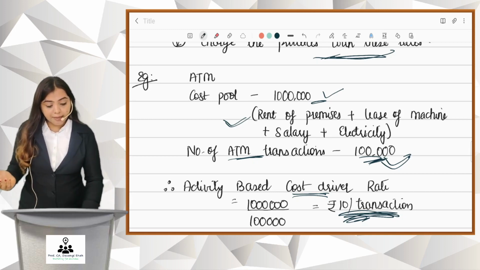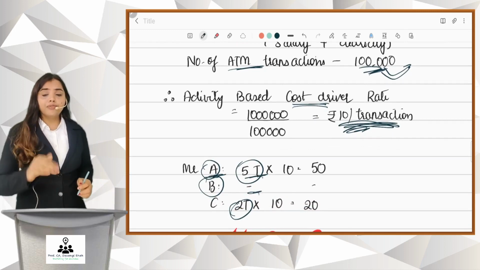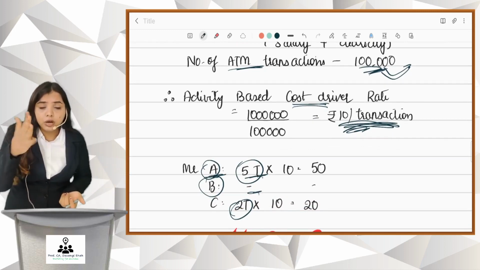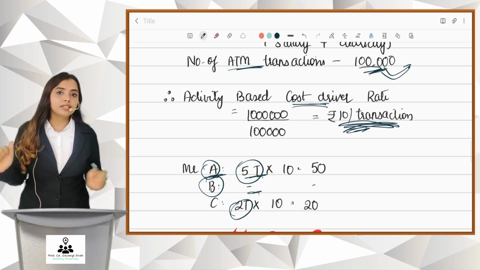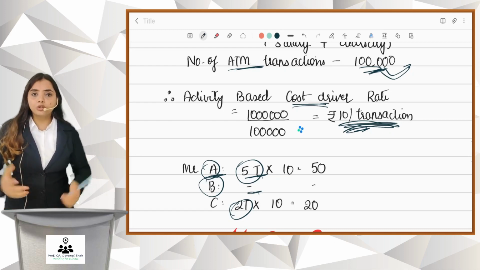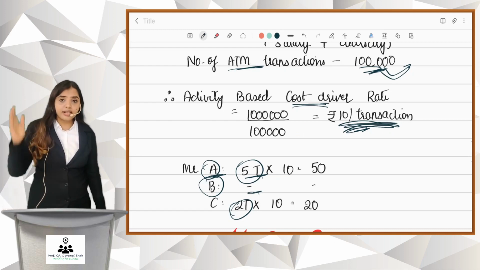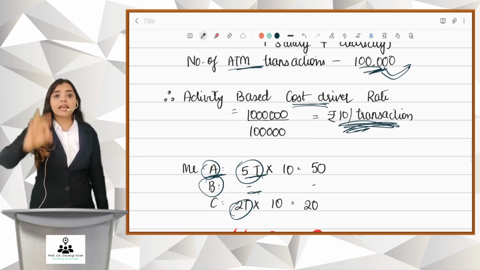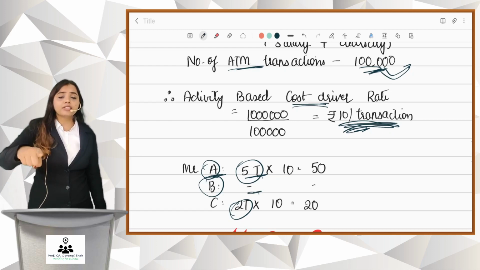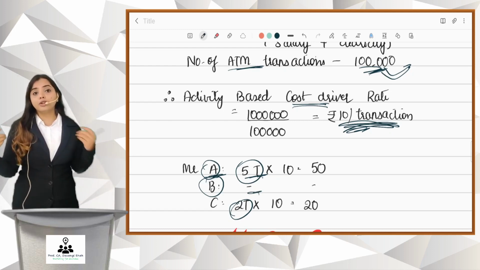Right? For example, Mr. A does 5 transactions. So 5 into 10, 50 rupees will be charged to Mr. A. Mr. B does not do any transaction. So no charges for B. Mr. C does only 2 transactions, so only 20 rupees. So basically, this is activity-based costing, which charges the cost to the customers, to the products, based on activity consumed. Only if the product or the customers consume the activity, they will be charged. If they do not consume, they will not be charged.